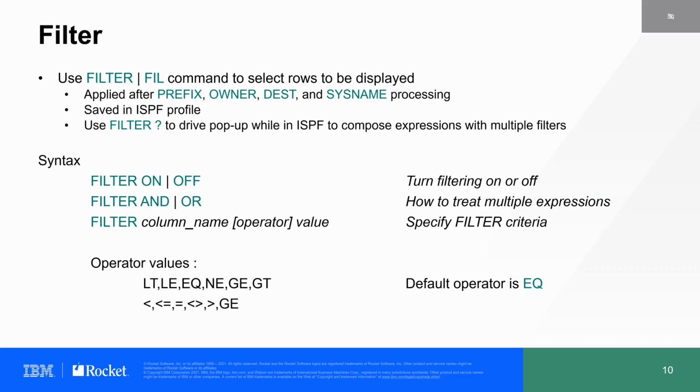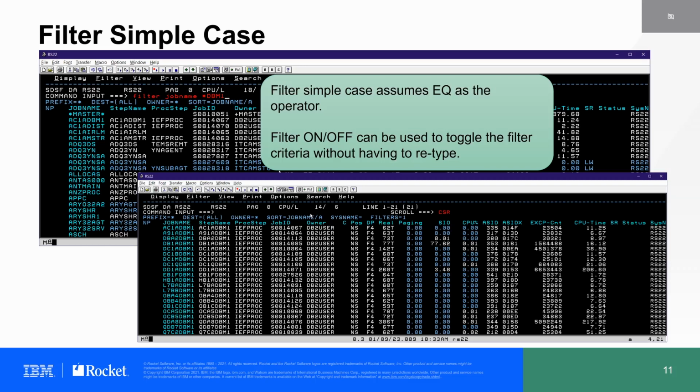Okay, so within the filter command, we accept various operator values. So it's filter, column name, some sort of operator, and maybe the default is equals. You don't have to specify the operator. If it's equal, you can leave it out, and then some sort of value. So here's a quick example, a simple case.